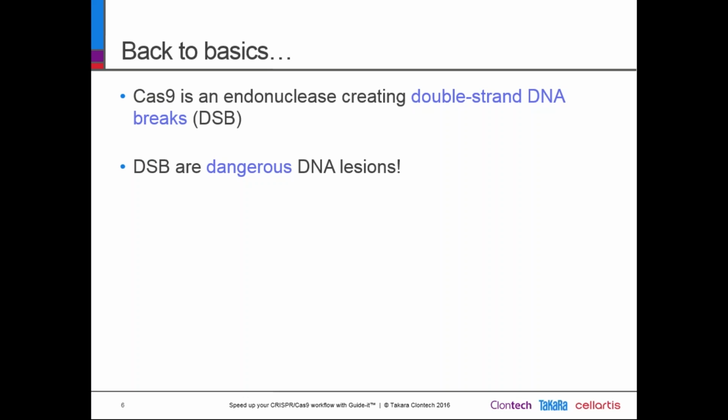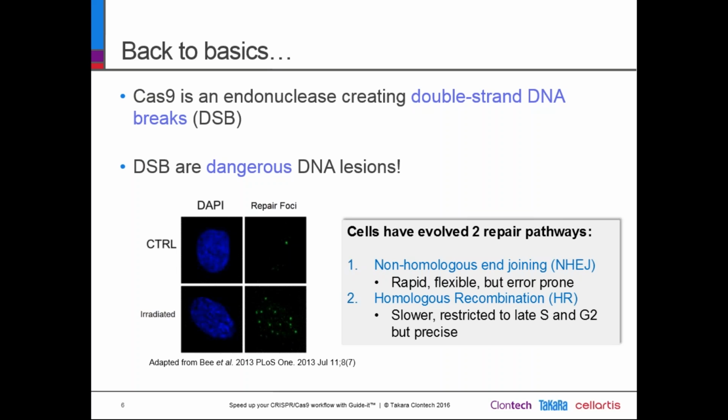So as I told you, Cas9 is an endonuclease which creates double-strand breaks in the DNA. And I would just like to go one step back to the basics, because these double-strand breaks are really very dangerous lesions for eukaryotic cells. And that's why cells have developed very efficient repair pathways.